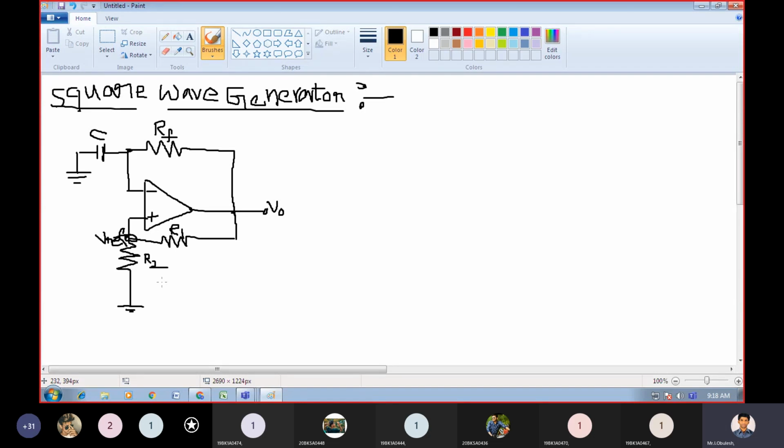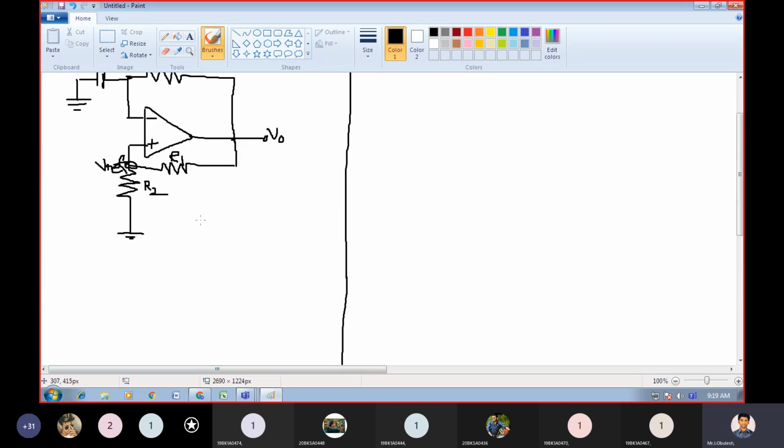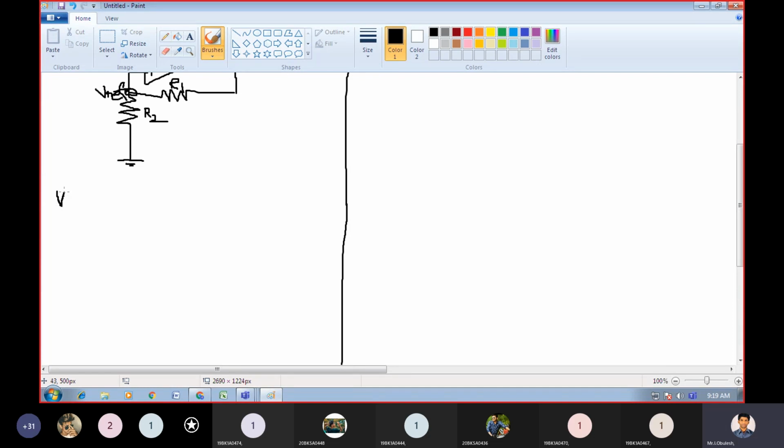Schmitt trigger. Let us assume that when V0 is equal to plus V saturation, then you need to call this the upper threshold voltage.